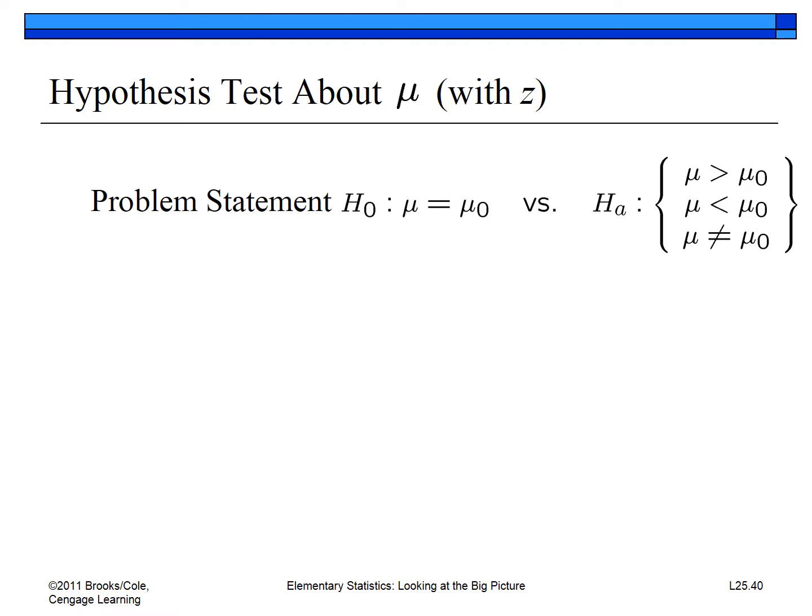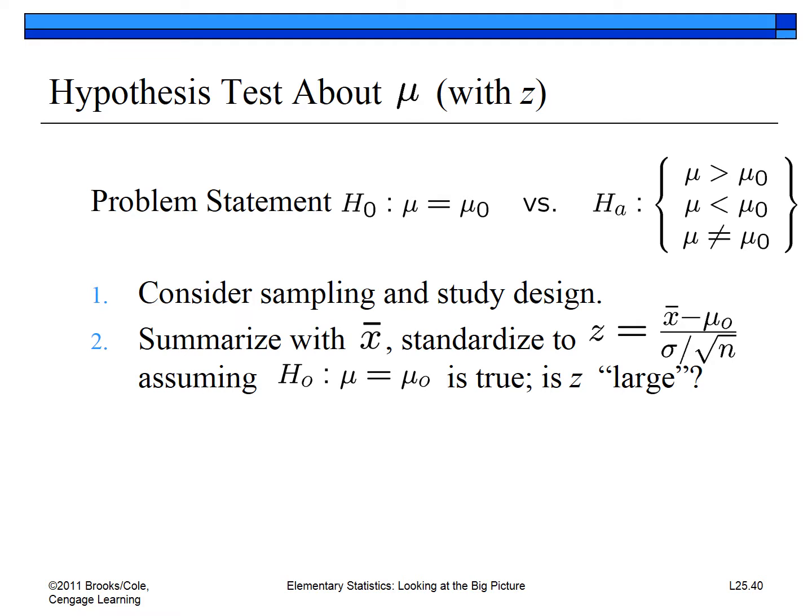So here's how we do the hypothesis test. We'll start by stating two hypotheses, as before, a null hypothesis and an alternate hypothesis. The alternate hypothesis will be stated using inequalities. We'll start by considering the sampling and the study design. Then we'll summarize using the mean for the sample. We'll standardize it using our formula for standardization, actual value minus expected value over standard deviation. We'll do this under the assumption that the null hypothesis is true, just like we did for proportions.